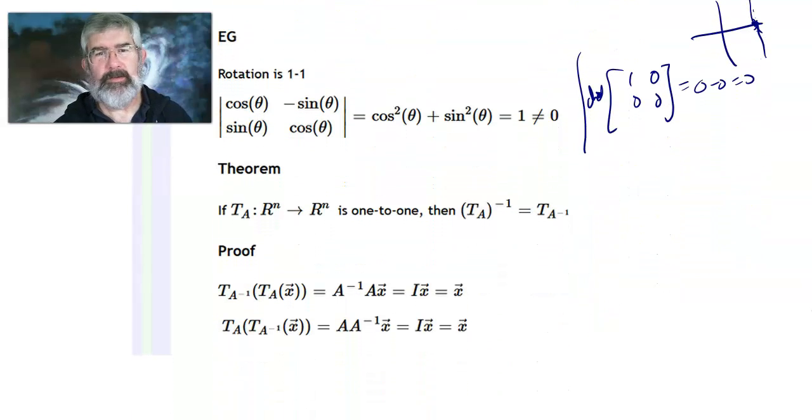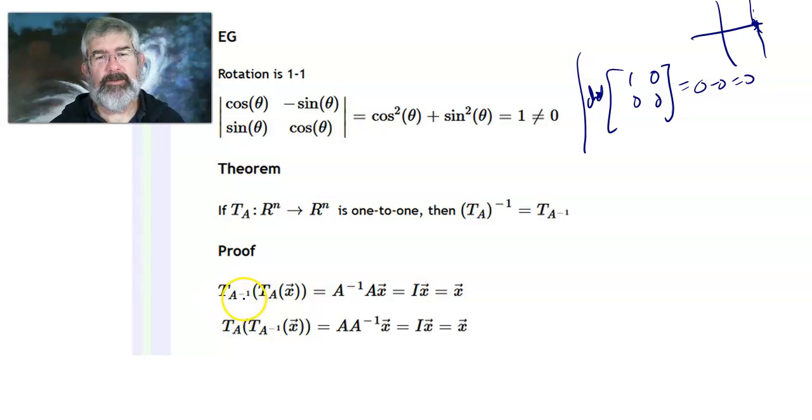We'll end this video with the following theorem. If you have a matrix transformation, TA from Rn to Rn, so A is a square matrix. If this is one-to-one, then there is an inverse transformation, and the inverse transformation is the transformation corresponding to the inverse matrix, A inverse. Right? If it's one-to-one, we just showed above that A has to be invertible, and so this transformation exists, and it is the inverse of TA.